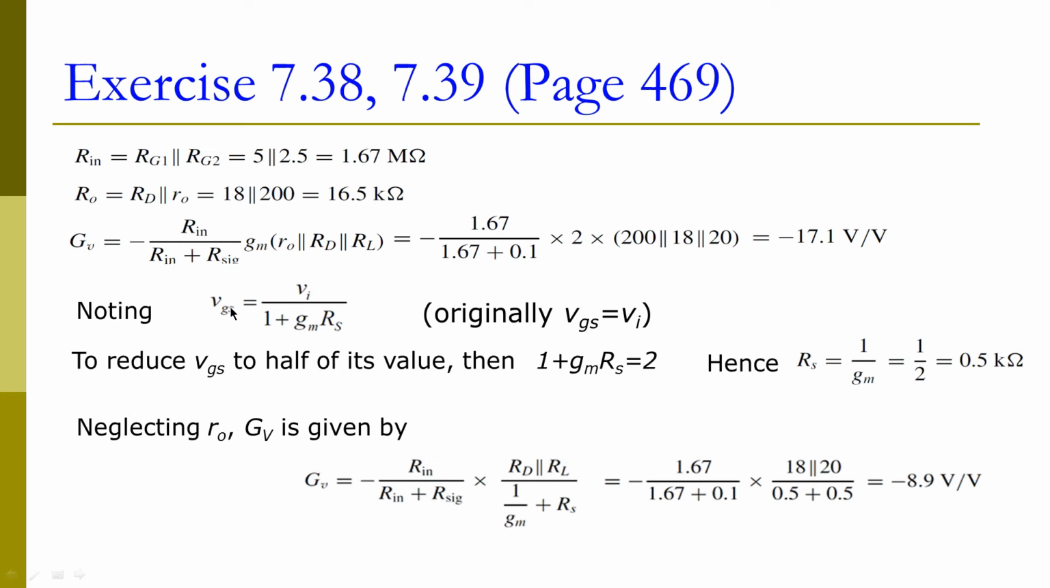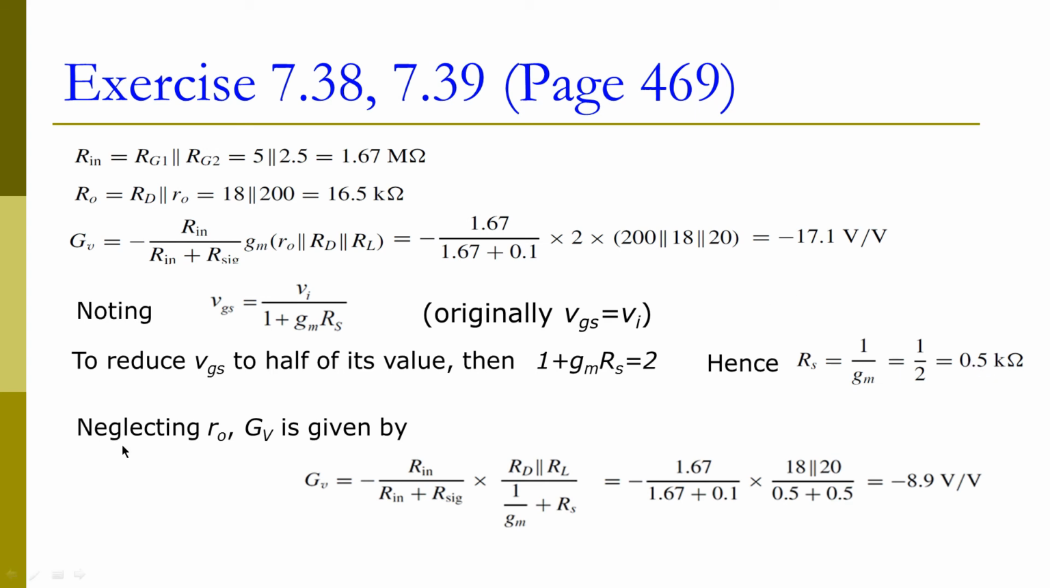Now once we add the degeneration source resistance Rs, the vgs will become vi divided by 1 plus gm Rs. Before we add this Rs, our vgs equals vi. That means in order to reduce vgs to half of its value, this 1 plus gm Rs needs to equal 2. From this formula here, we are able to calculate our Rs. Rs equals 1/gm, and 1/gm equals 0.5 kilohm.